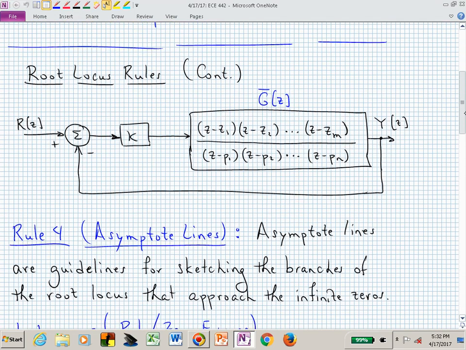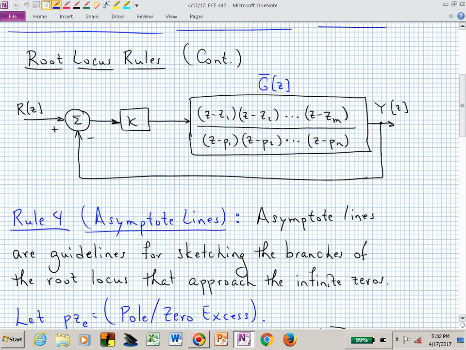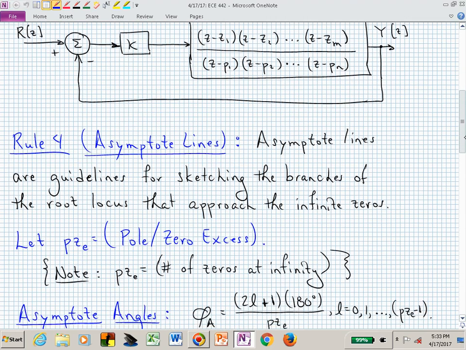Here's our standard block diagram, and if we have any poles and zeros in the controller, we've collected all of those into what I'm now labeling as G bar of z. So we have little n pole factors. We have little m zero factors. And what we're trying to do now is play with K to move the closed loop poles around in our z-plane. And we now have rule number 4, and I'm just going to state that.